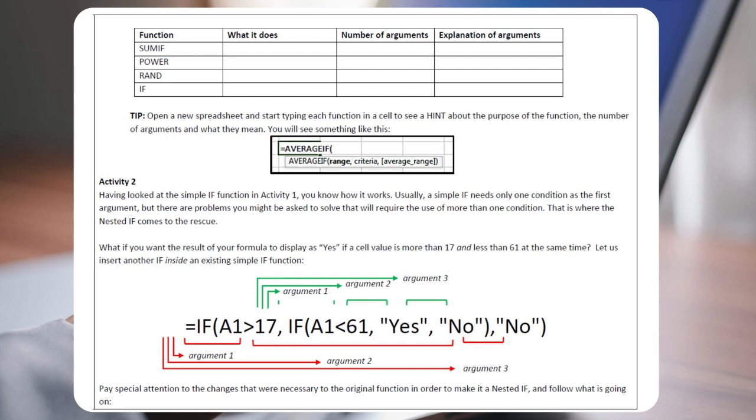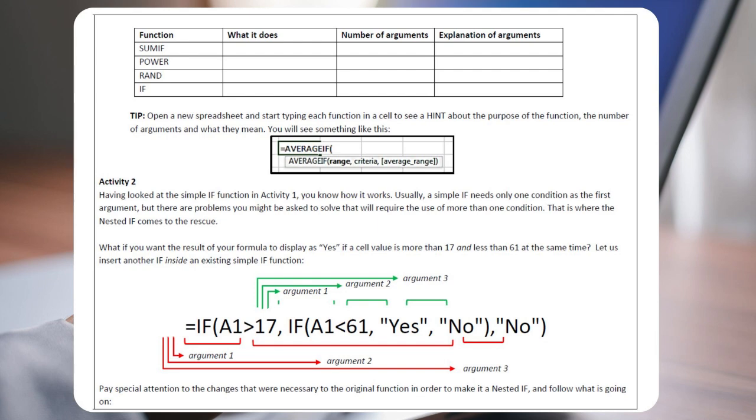Activity 2. Having looked at the simple IF function in Activity 1, you know how it works. Usually, a simple IF needs only one condition as the first argument, but there are problems you might be asked to solve that will require the use of more than one condition. That is where the nested IF comes to the rescue. What if you want the result of your formula to display yes if a cell value is more than 17 and less than 61 at the same time? Let us insert another IF inside an existing simple IF function.